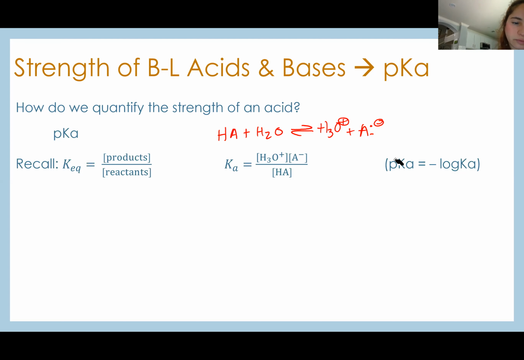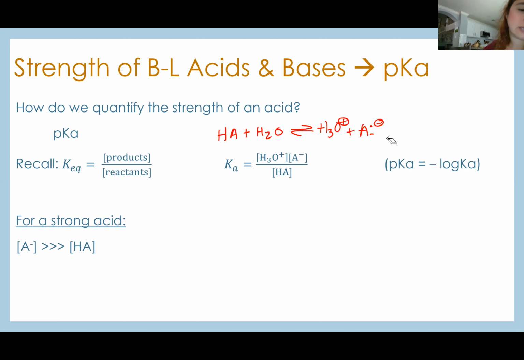Okay, so for a strong acid, which side of the reaction are we favoring? Are we going to see more A minus or HA in solution? Yeah, we're going to see mostly hydronium and A minus. So A minus is going to be a much greater concentration than HA. So these numbers are going to be large, and this number is going to be small.